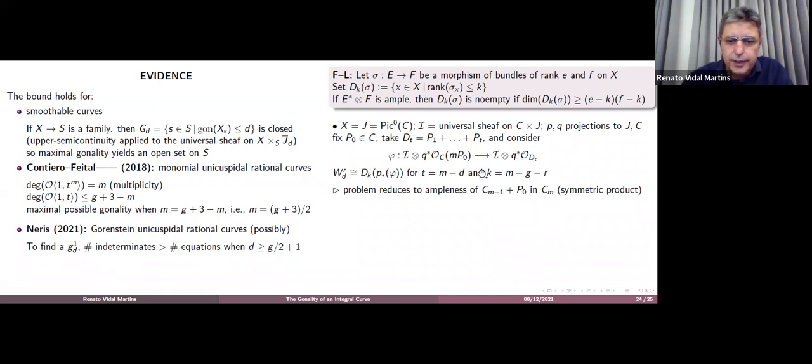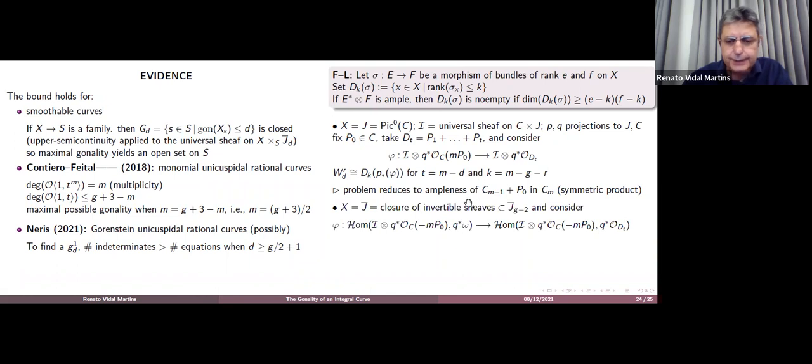And so in our case, some things can be adjusted, like one could replace J by the closure of invertible sheaves in the compactified Jacobian and consider this map instead.